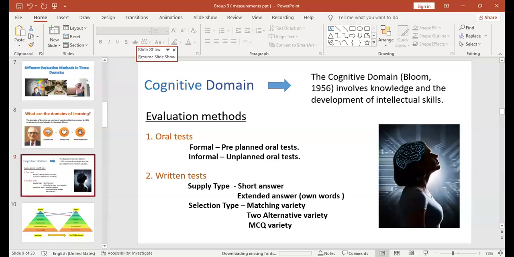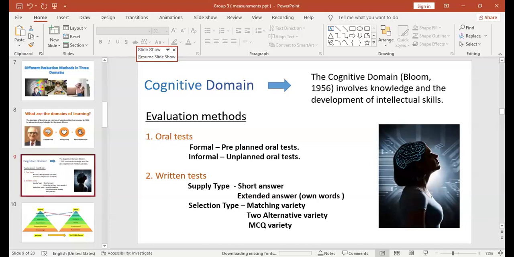Same as the oral test, the written test can also be divided into 2 parts: supply type and selection type. First one is supply type, which can also be divided into 2 parts: short answer and extended answer. When it comes to short answer, we are using simple language, and an exact answer can be given. When it comes to extended answer, that means essay type answer, the students have freedom to write their own answers. And next one is selection type.